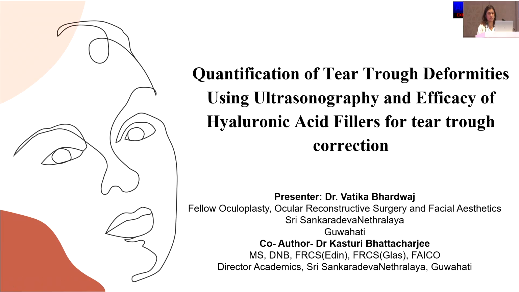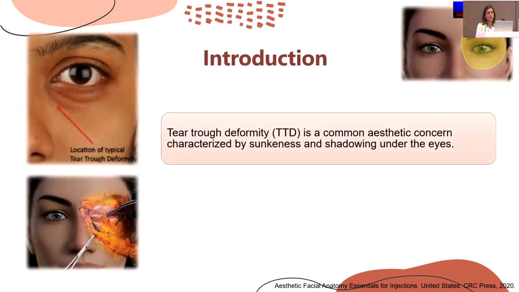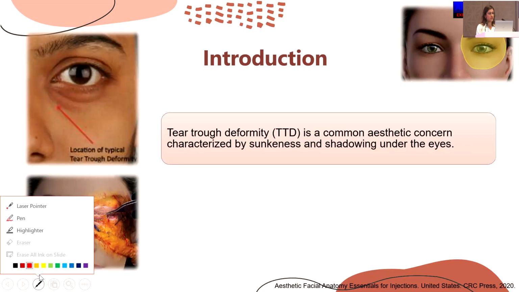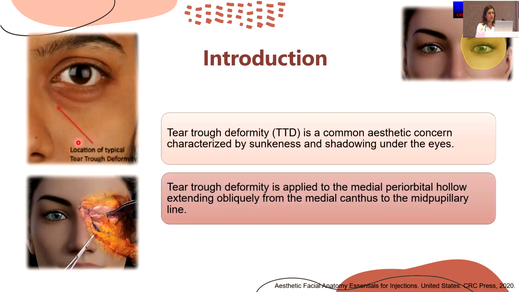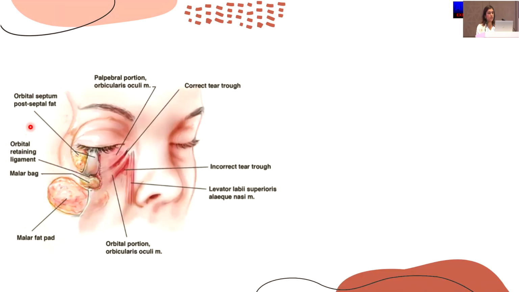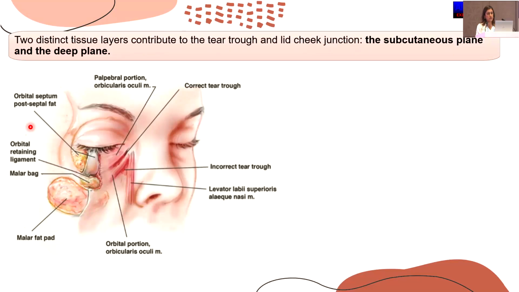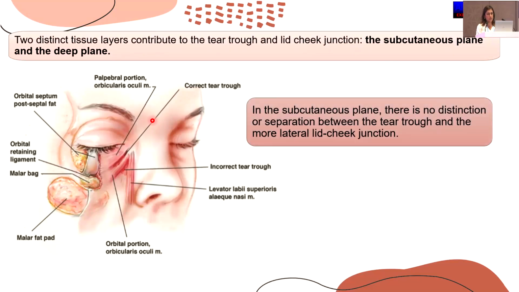Tear trough is a common aesthetic concern characterized by sunkenness and shallowing under the eyes. It is applied to the medial periorbital hollow extending obliquely from the medial canthus to the mid-pupillary line. Two distinct layers contribute to the tear trough, that is the subcutaneous plane and the deep plane.